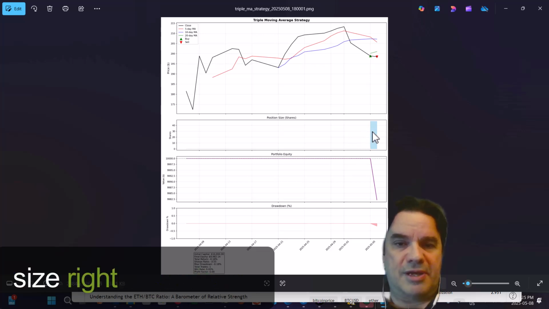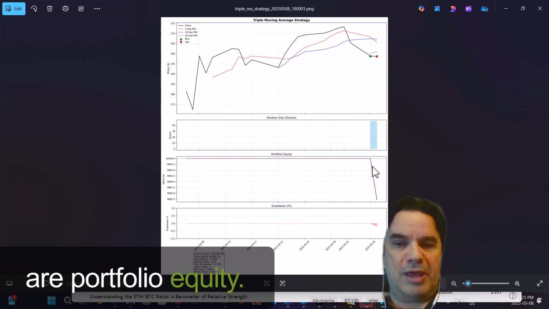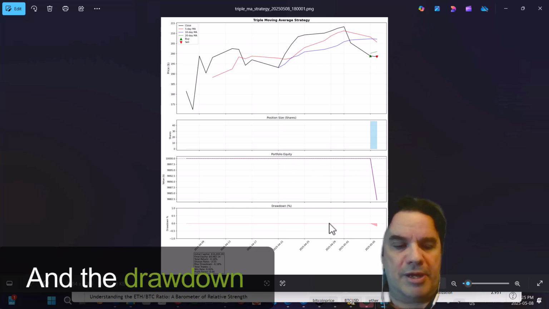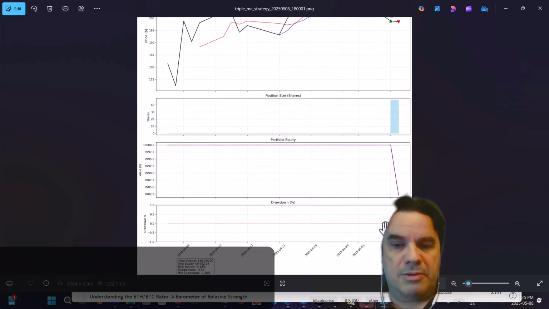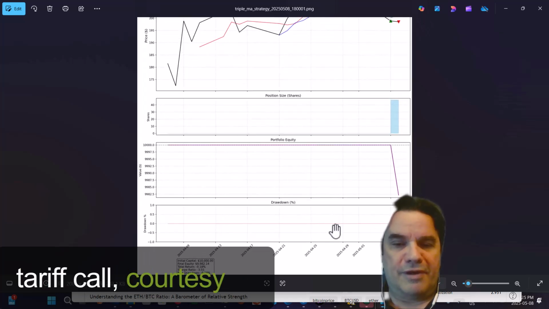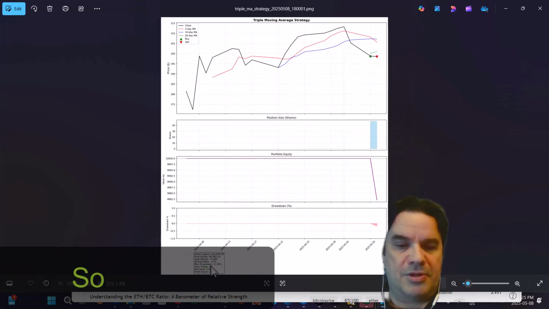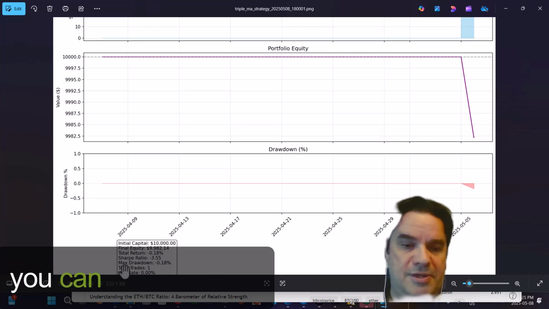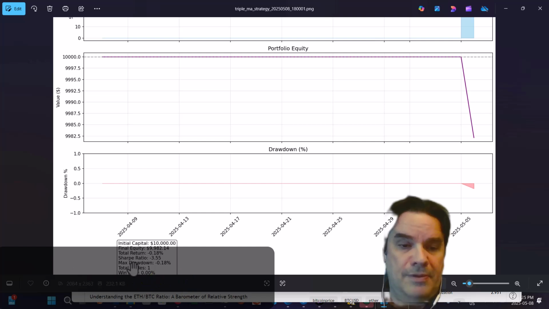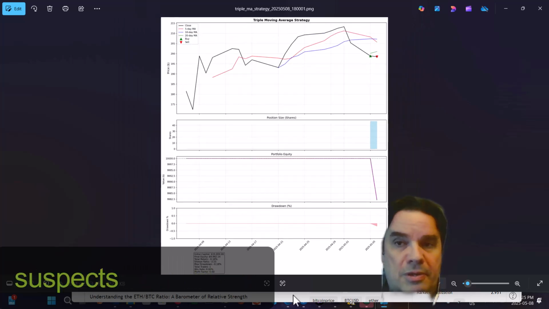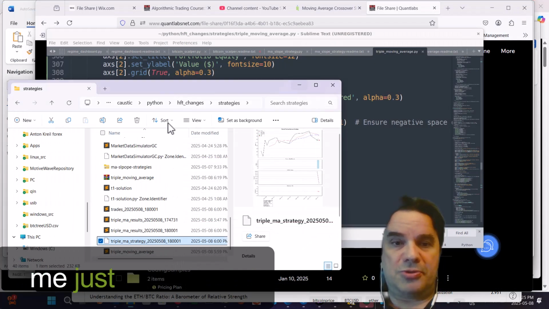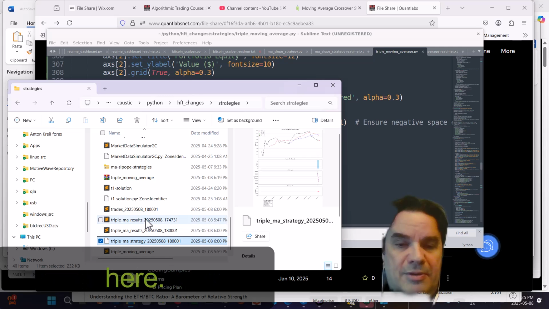Here's our position size as an example on Apple shares, our portfolio equity, and the drawdown right here because of that tariff call, courtesy of the president of the U.S. So in here, you can see the initial capital, final equity, total return, Sharpe ratio, max drawdown, and the usual suspect stuff. Let me just show you some more things here.